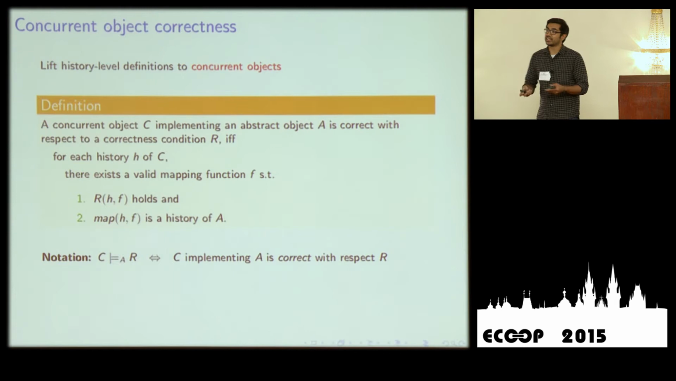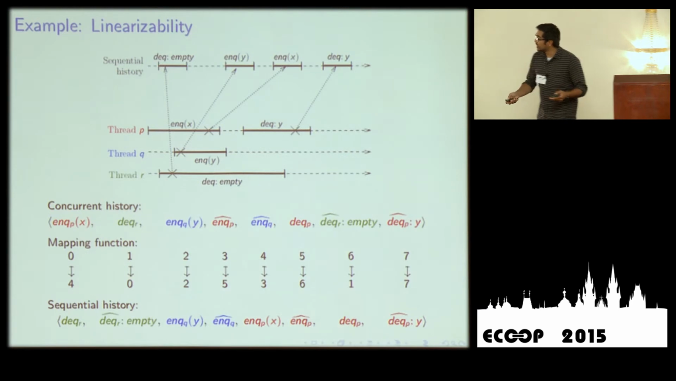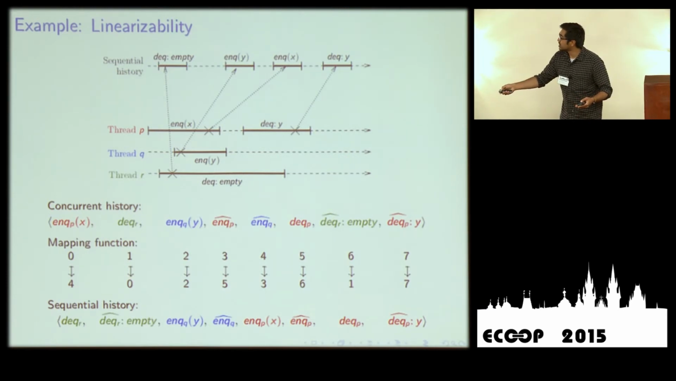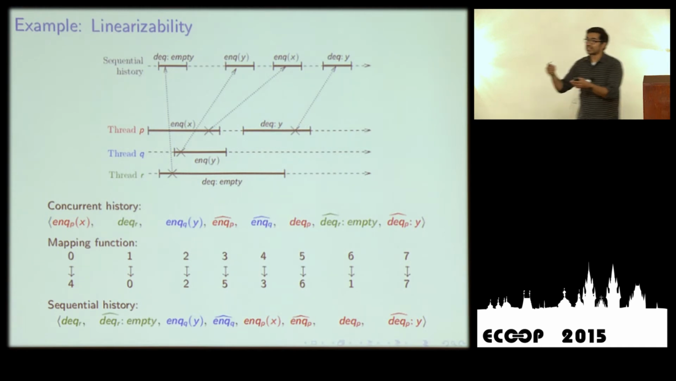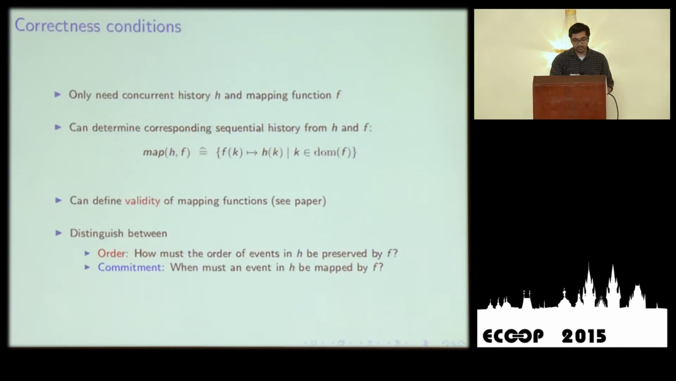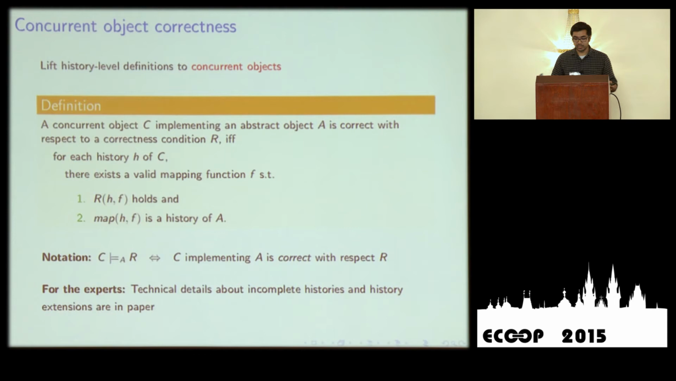So, for example, with linearizability, let me go back to this picture. There are other mapping functions. For example, I could linearize this x over there, and that would form another valid mapping function, but the sequential history that I get would be incorrect. So you just need to find a linearization of the concurrent history. There are some other technical details about incomplete histories and history extensions that are in the paper, but I'll let you read that or come and ask me later.